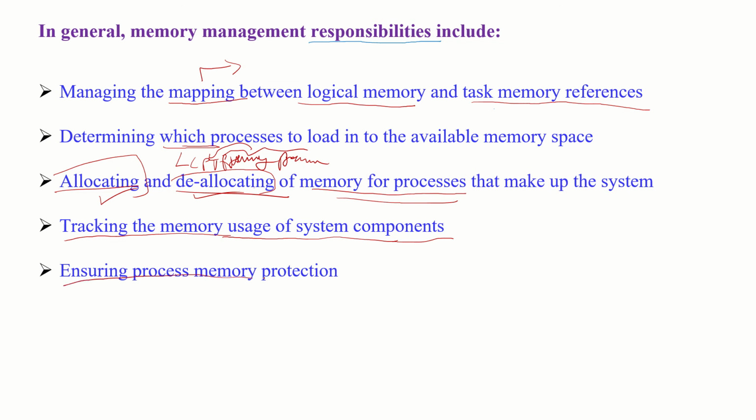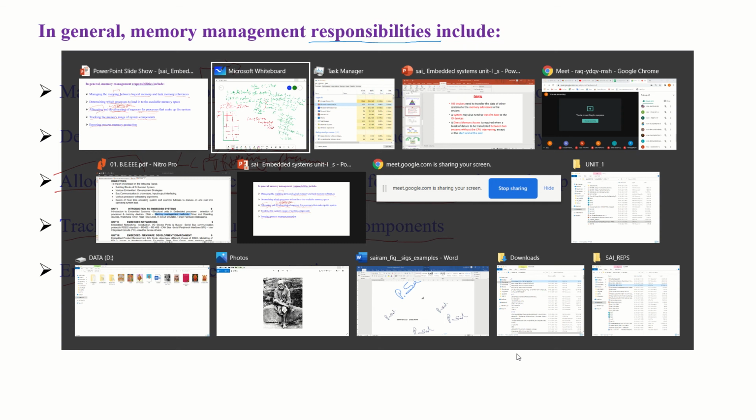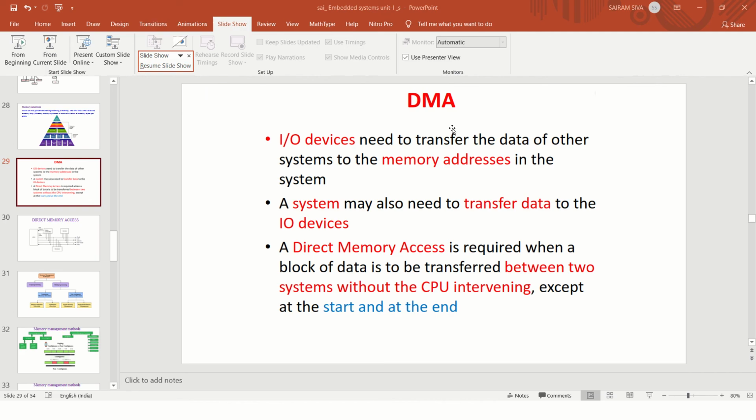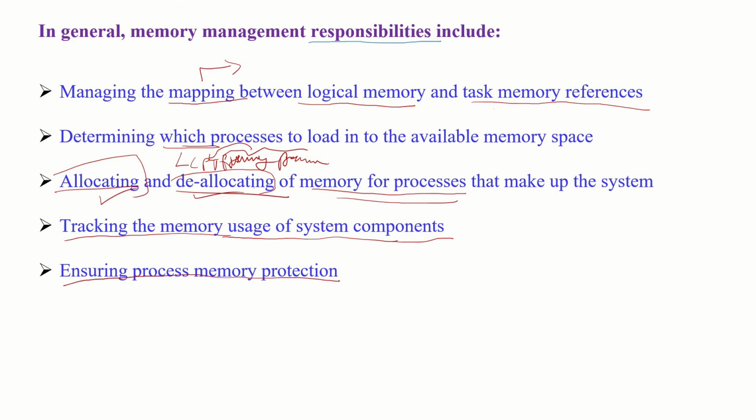Ensuring the process memory is protected, whether it is protectable or not. Whether it is protectable or not, we take a decision based on the system. Okay, so this is another aspect we are going to consider for the system.